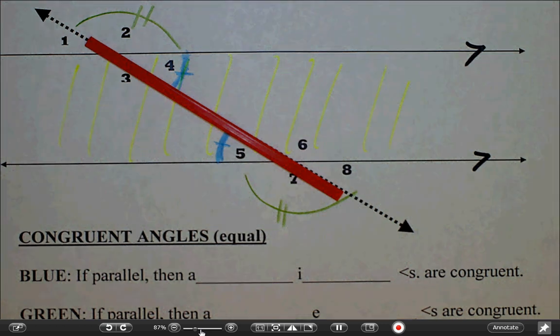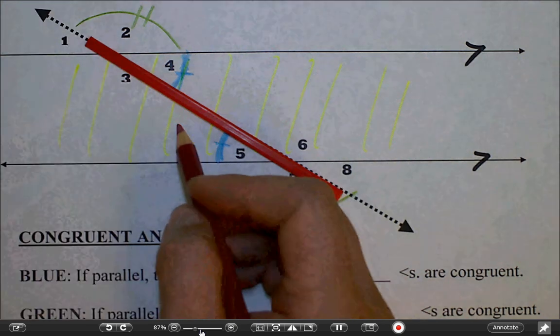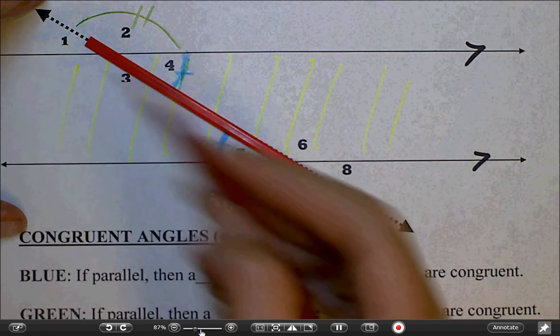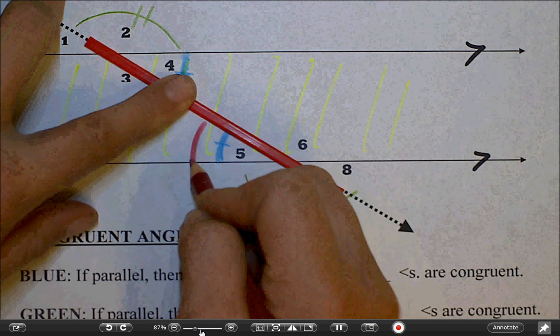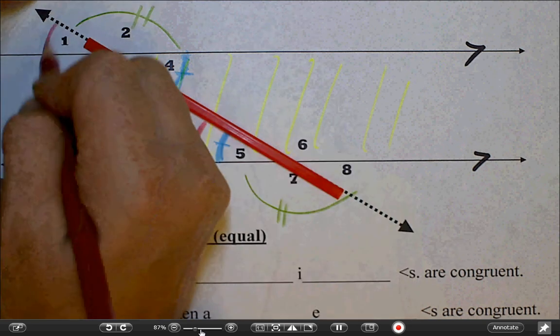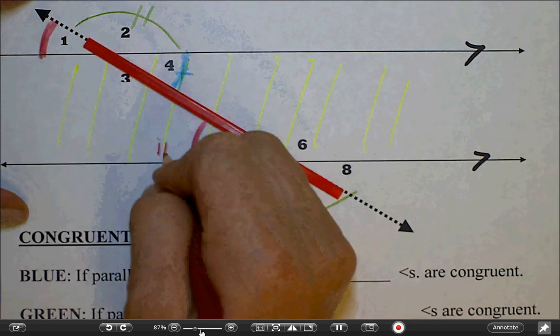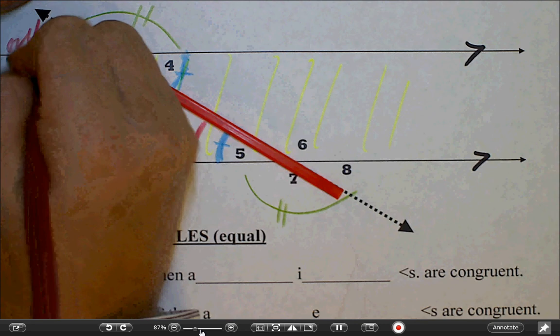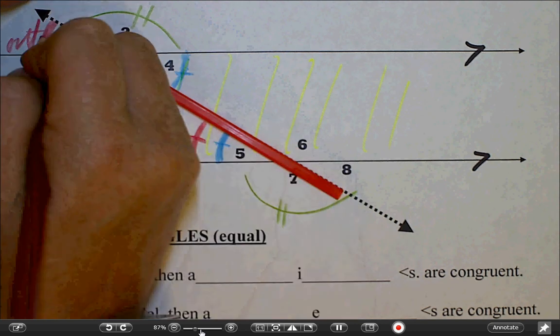Corresponding, one's in, one's out, same side. There's 4 sets here. I'm only going to do 1. So that would be something like angle 5 and 1. This one's in, this is out, same side. These guys are going to be congruent.